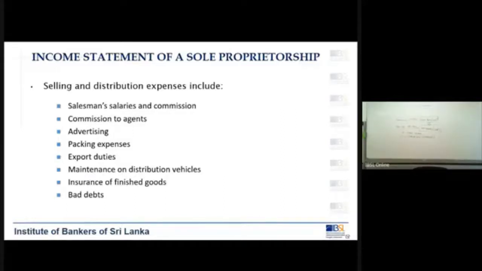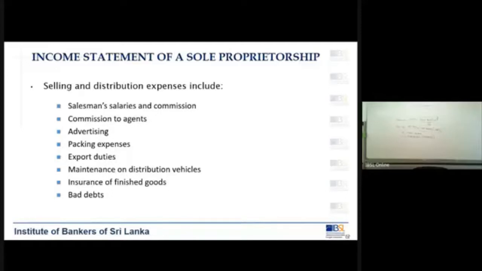Salesman salaries and commission. In these trading businesses, there will be a salesperson who will be selling these products, or they will go to each house and sell the products to their doorstep. The person who is selling those products sometimes has to be paid salaries, and they might also attract certain commissions. That is when you have an employed person who is looking after the sales of your company.